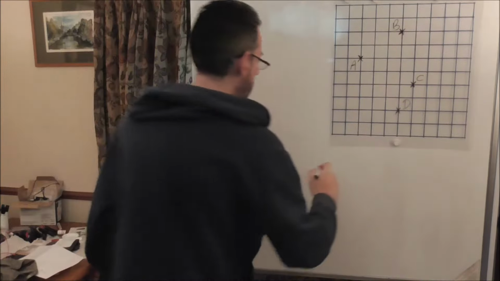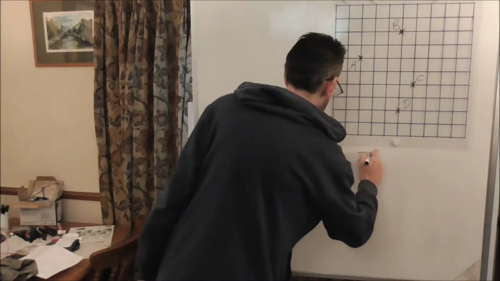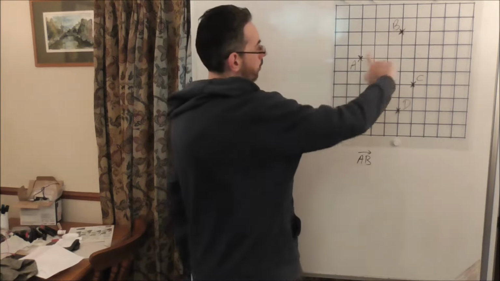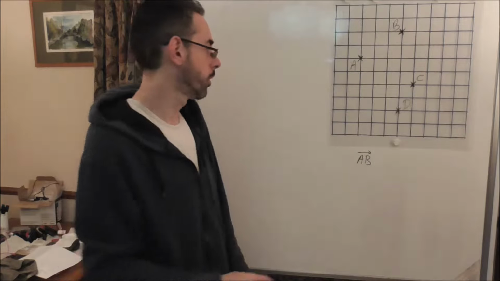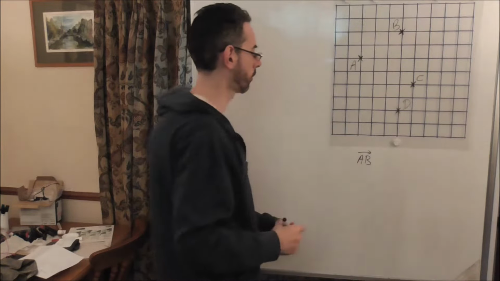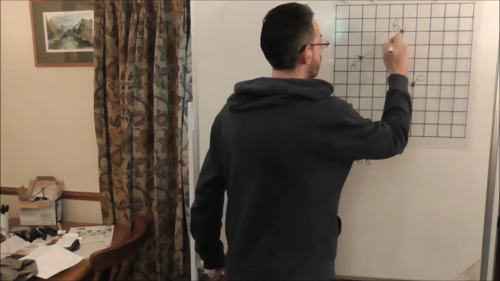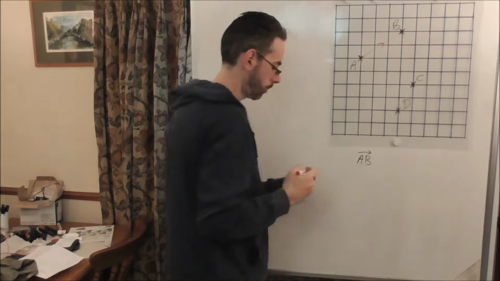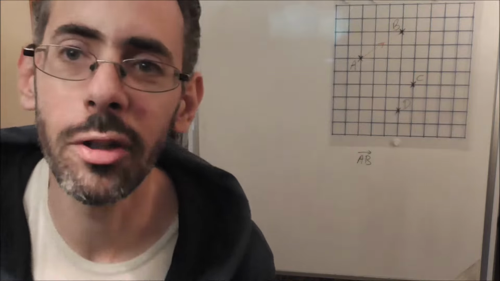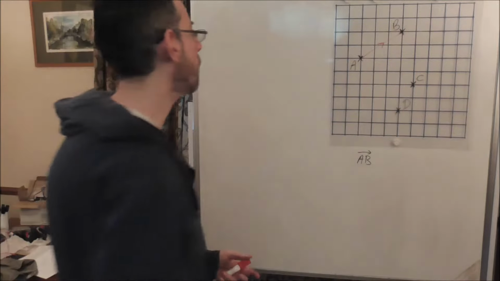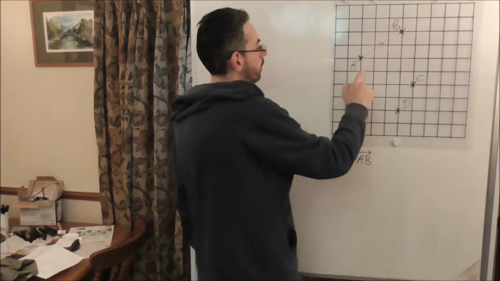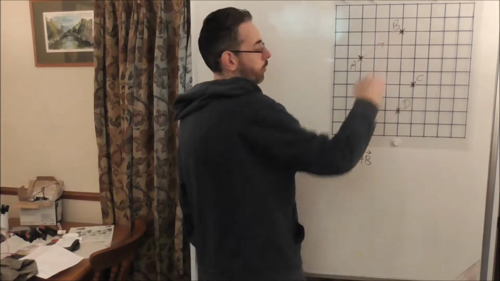So the vector A to B is just the journey from point A to point B. And we use an arrow to show which way we're going when we're talking about vectors. So the vector A to B is basically just this journey. Now how can we describe that using numbers? Well, when you go from A to B, you go across 3 squares and up 2 squares.